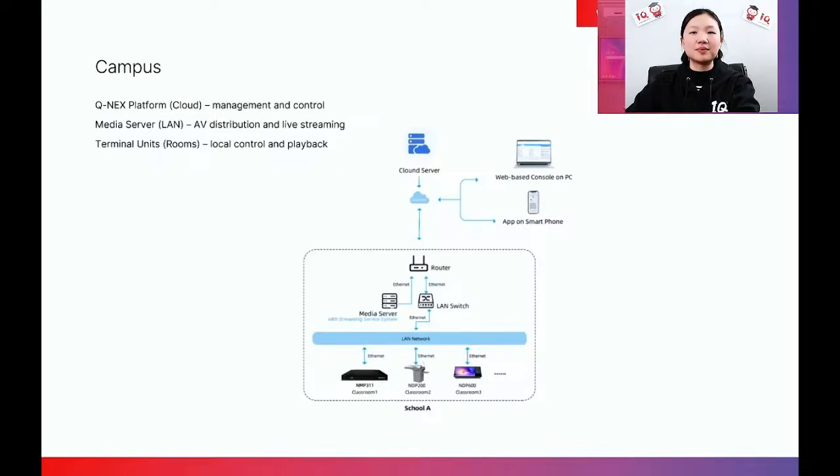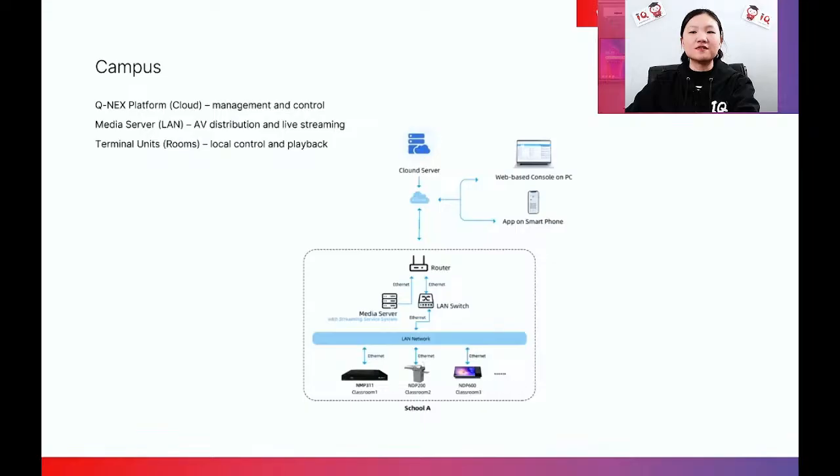Now, let's scale up. A real campus doesn't have just one classroom. It includes dozens or even hundreds of rooms in a campus, such as traditional classrooms, lecture halls, library, corridors, etc., which are equipped with different terminal units, each with different devices and different needs. So what happens next? All Q-NEX terminal units across the campus are connected to the school's local network. Once connected, IT administrators can remotely monitor and control all rooms.